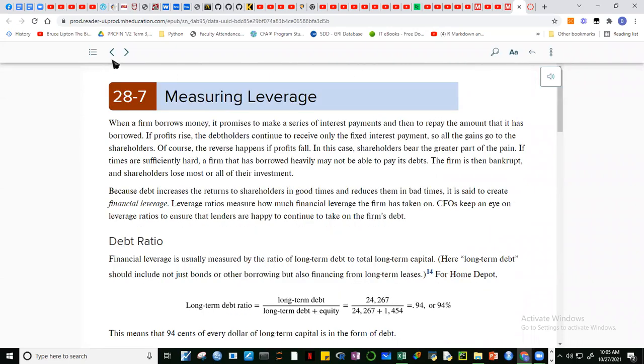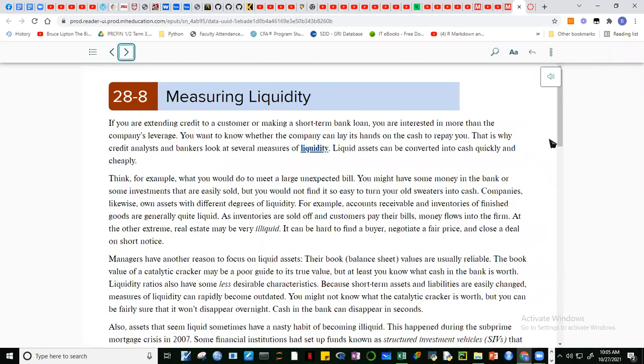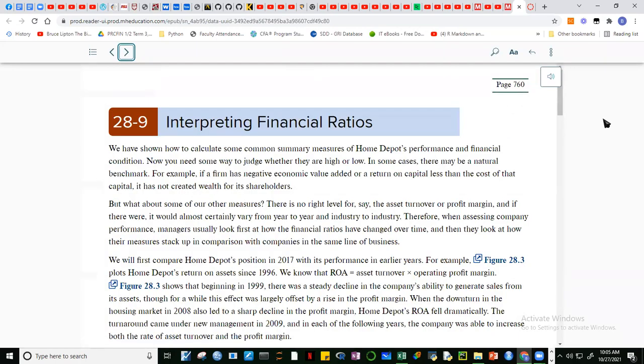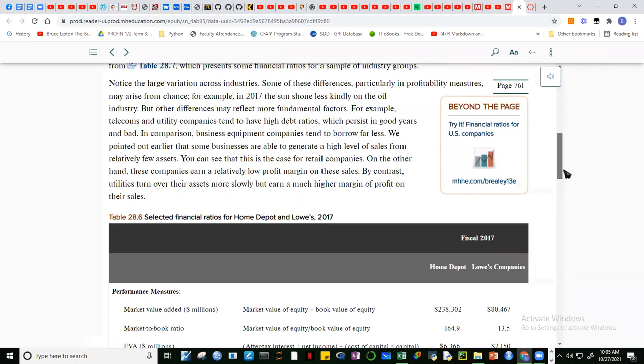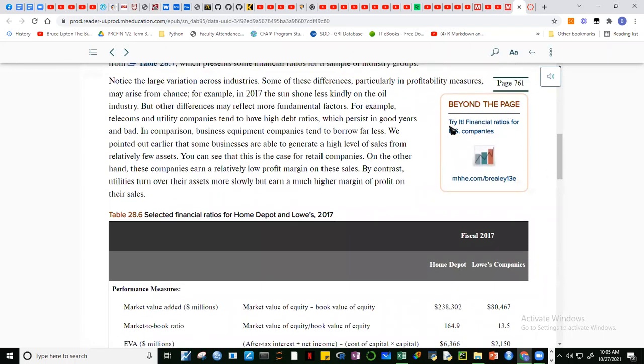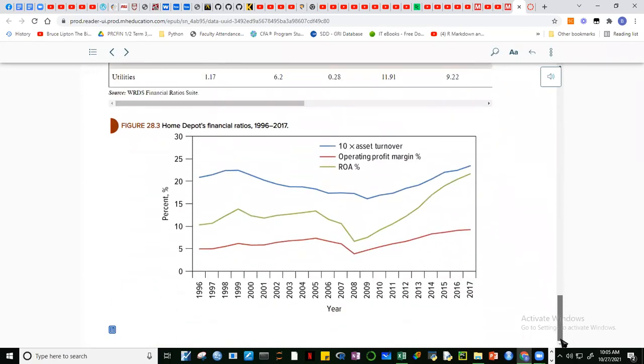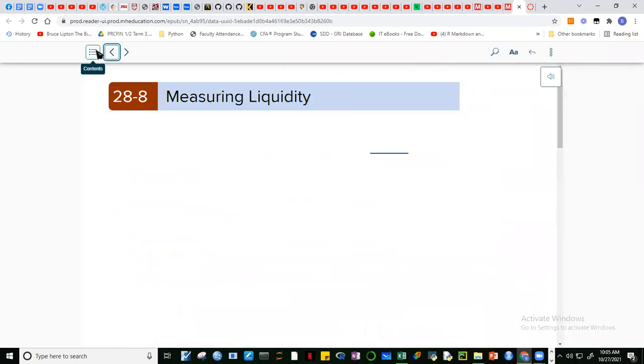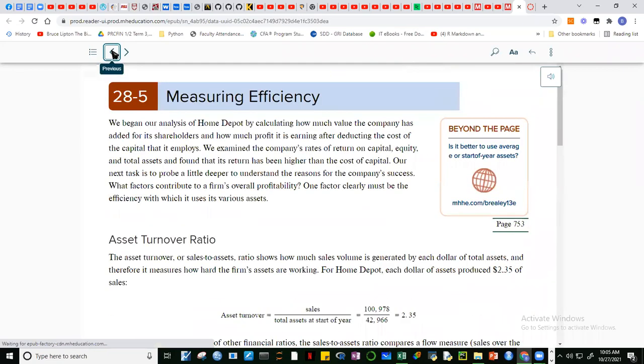Measuring leverage. I would want you to read about this. There's an article here, measuring liquidity. Okay, I don't think it's here. Interpreting financial ratios. Again, beyond the pages here, there are helpful discussions. I think it's in 28. Yeah, this one, guys, kindly read this. 28-5. Is it better to use average or start of the year assets? This is important reading, so may I request you to please read this when you reach 28-5.